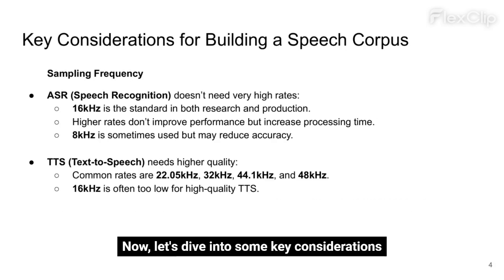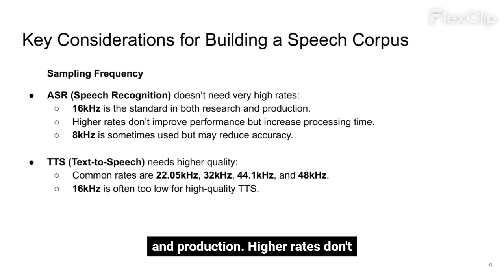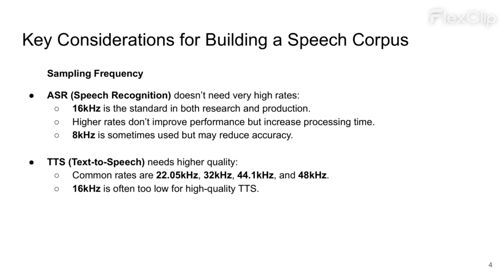Now, let's dive into some key considerations for building a speech corpus, starting with sampling frequency. For ASR, 16 kHz is the standard in research and production. Higher rates don't necessarily improve performance but do increase processing time, while 8 kHz might reduce accuracy. For TTS, higher quality is needed, so common rates are 22.05 kHz, 32 kHz, 44.1 kHz, and 48 kHz, as 16 kHz is often too low.